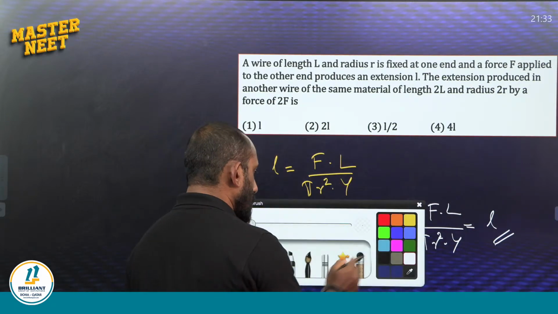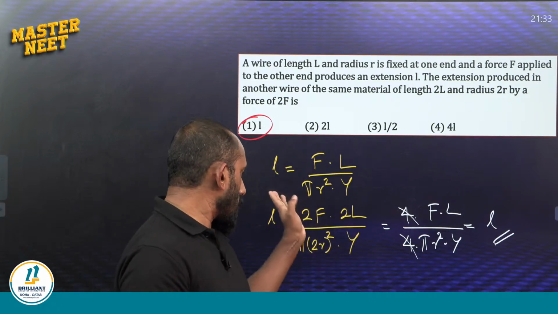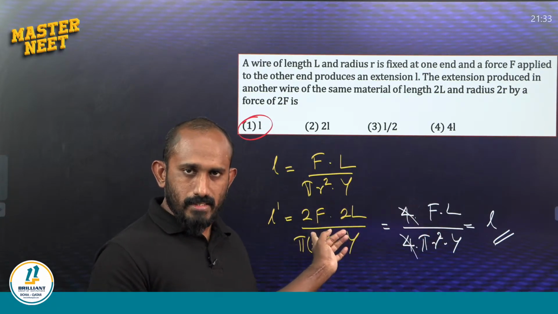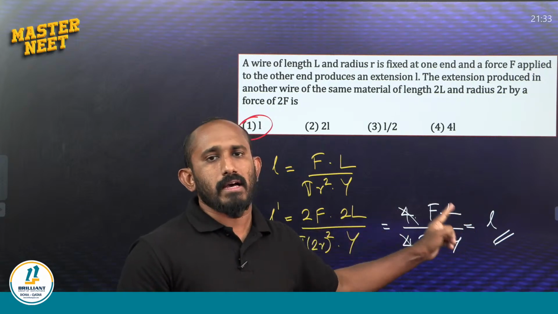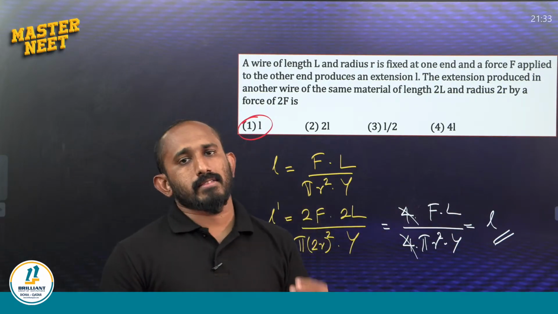Option, correct answer is A, L itself, there is no change. All the quantities will get cancelled. So new extension on the other wire will be the same as that of the first wire, because force is doubled, length doubled, and radius also doubled.